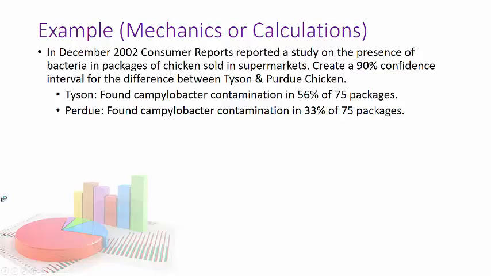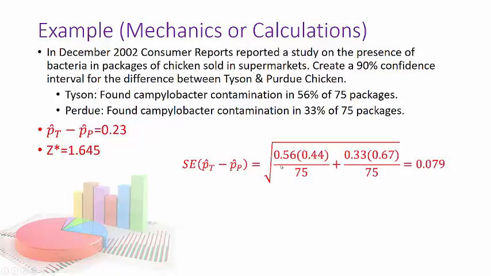All right. So let's go ahead and first calculate our new mean, which is the difference between the two. So it's like 23%. That's pretty high. Our critical value, because we want a 90% confidence interval, is 1.645. Our standard deviation is basically just putting these in the formula. 0.56, there it is, 0.44, 0.33, 0.67, 75, 75, 0.079. So my confidence interval is basically 0.23 plus or minus 0.130. All right. So my confidence interval is anywhere from 10% to 36%.